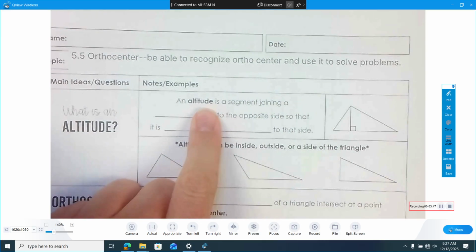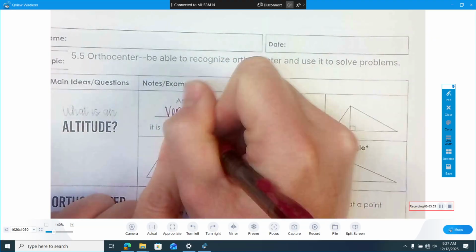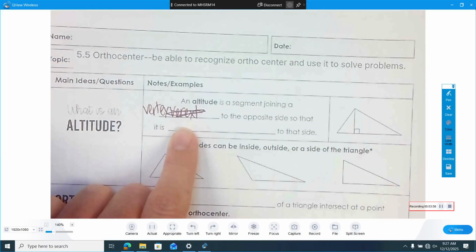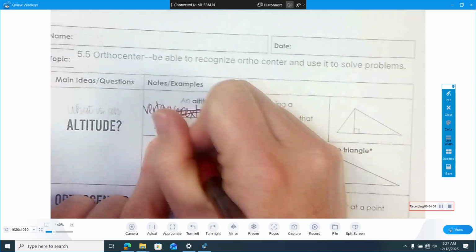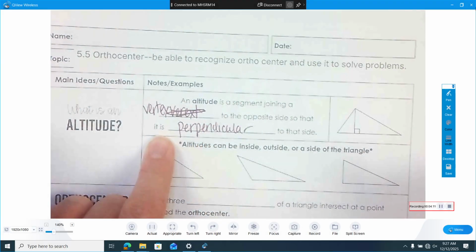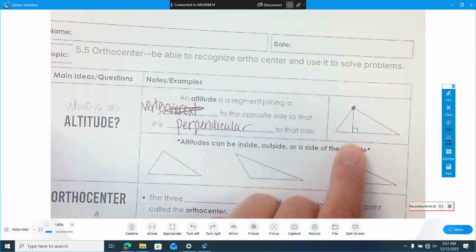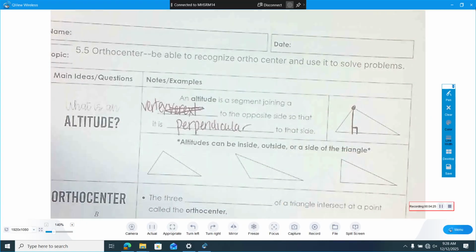An altitude is a segment joining a vertex, V-E-R-T-E-X, a vertex of a triangle to the opposite side, so that it is perpendicular to that side. So an altitude, and we're going to get very good at altitudes. We're going to use them all the time next semester. So altitudes come from a vertex and they drop down perpendicular to the opposite side.